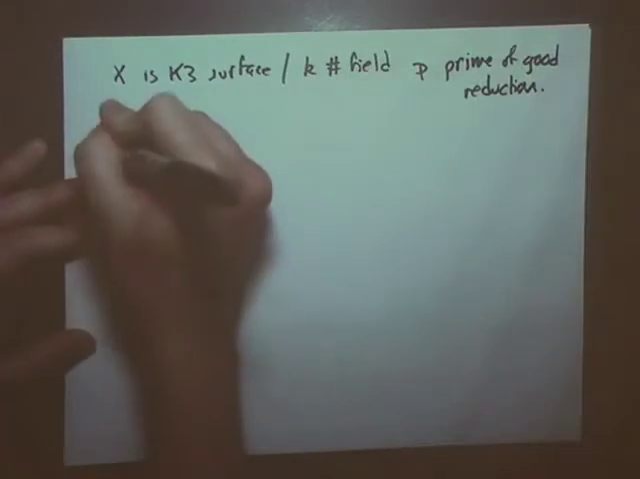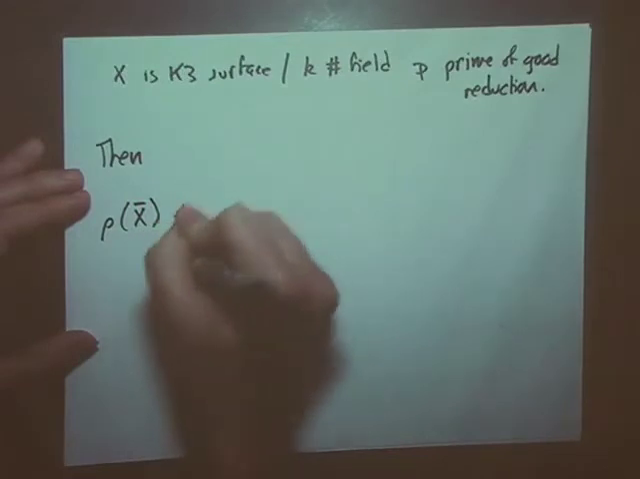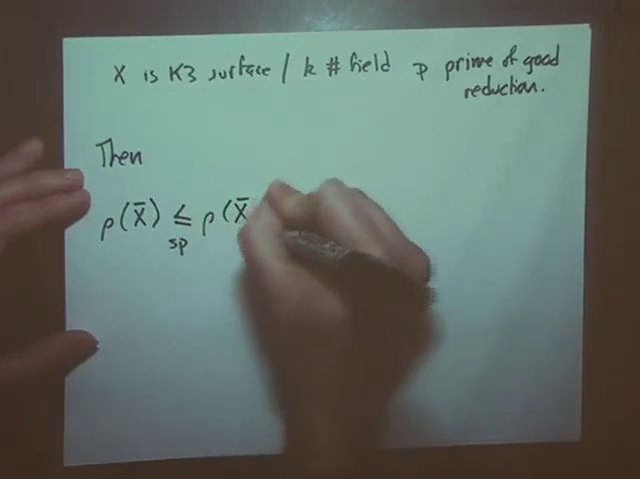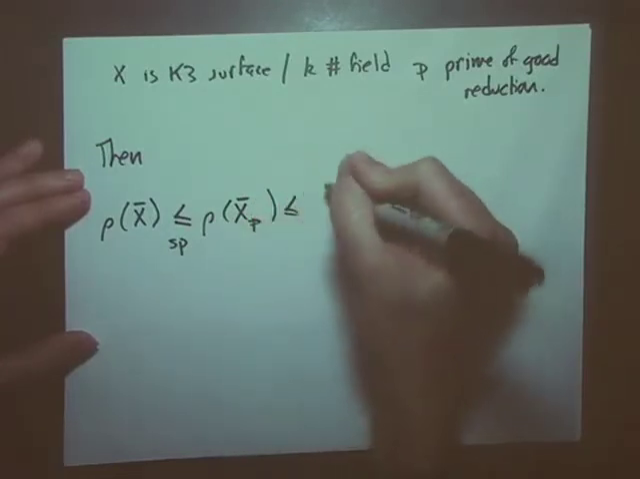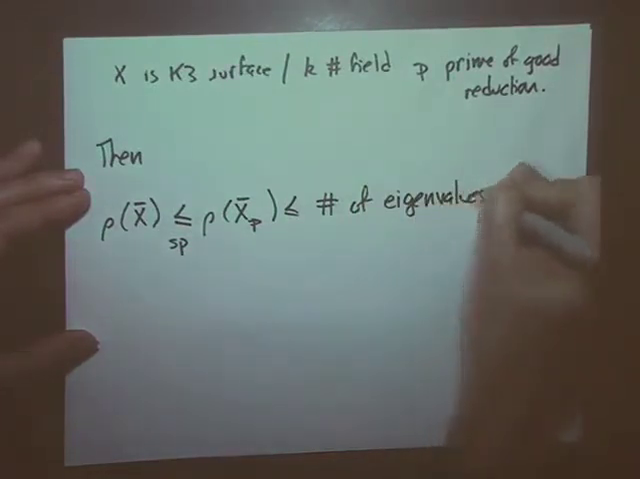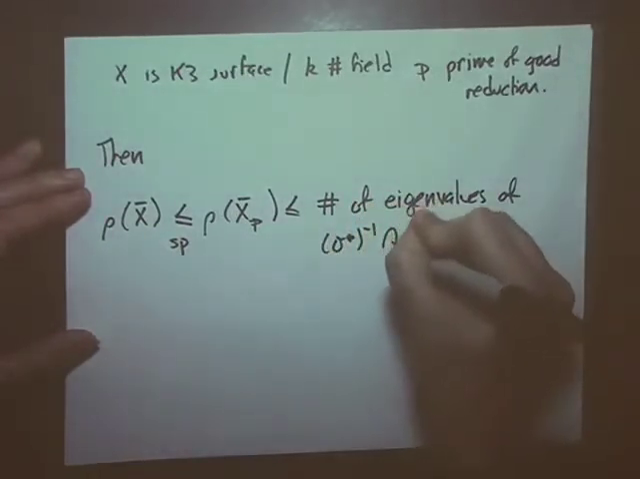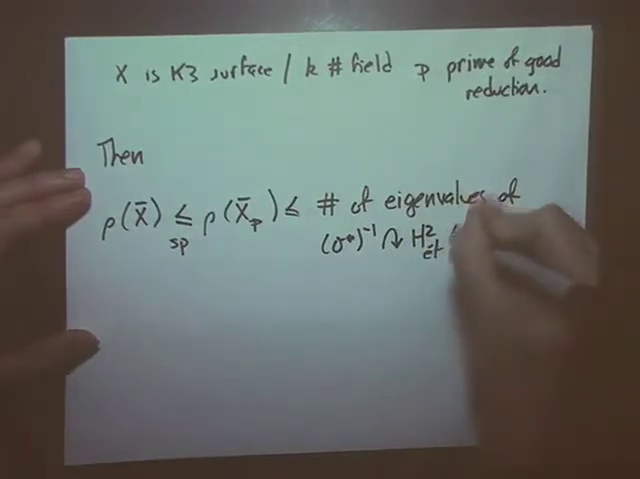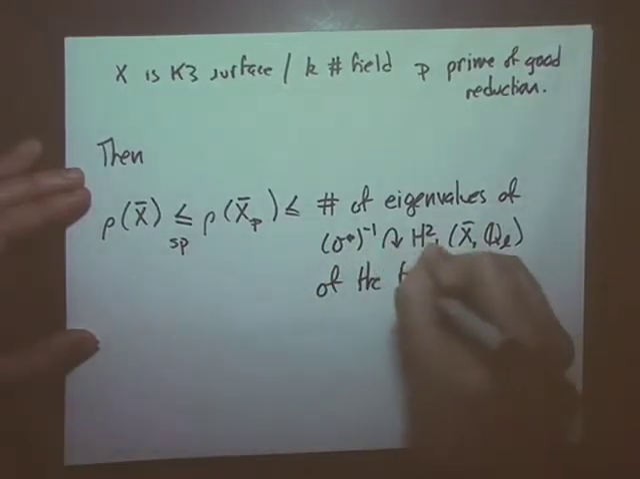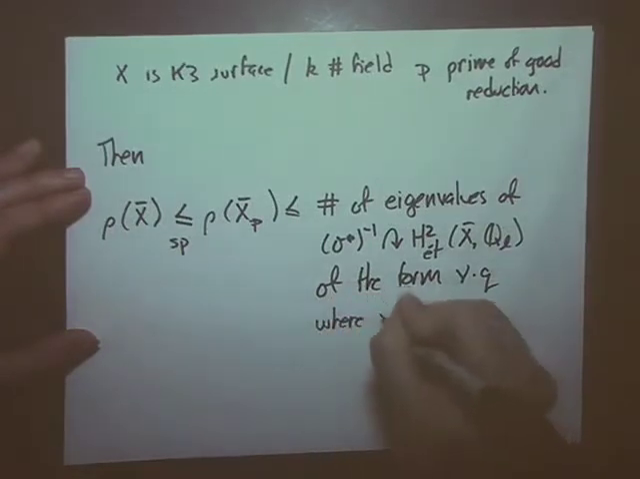Okay, so then rho of x bar is less than or equal to, by this specialization argument, rho of my reduction at P, which is less than or equal to the number of eigenvalues of this sigma star inverse acting on this H2 of x bar with coefficients in Q_l of the form nu times q, where nu is a root of unity.